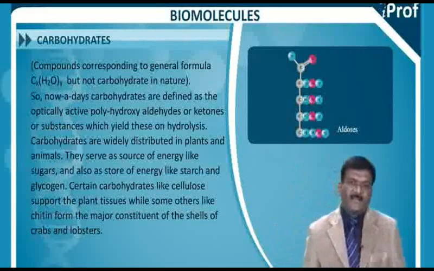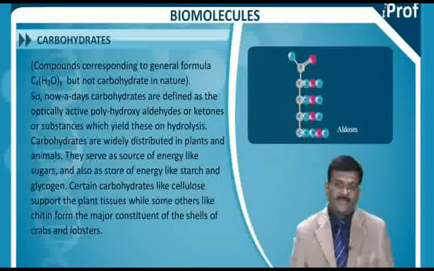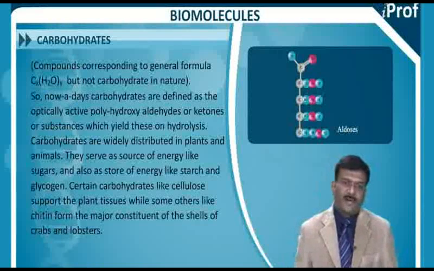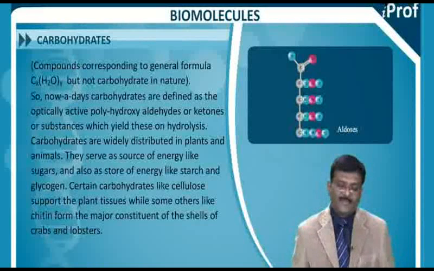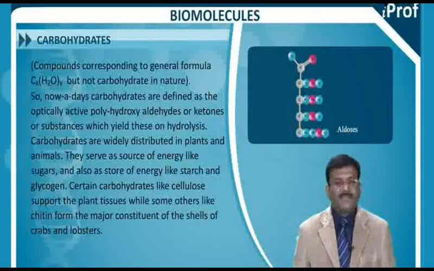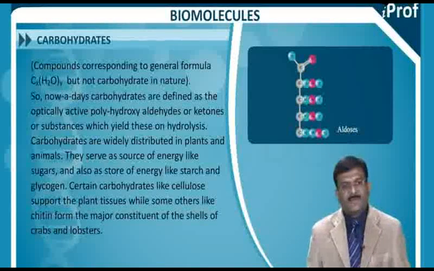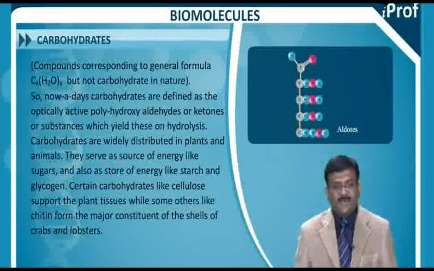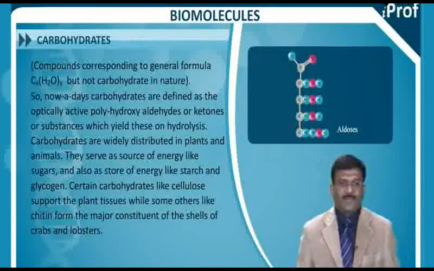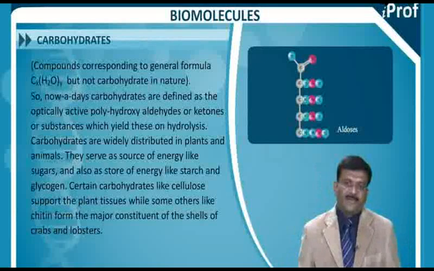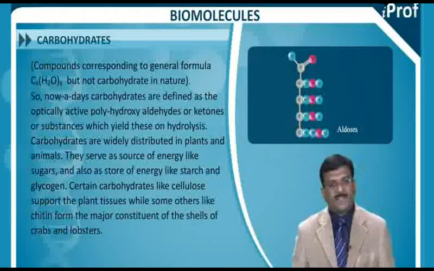They serve as a source of energy, for example sugar, and also as a store of energy, for example starch and glycogen. Certain carbohydrates like cellulose support the plant tissues, while some others like chitin form the major constituents of the shells of crabs and lobsters.